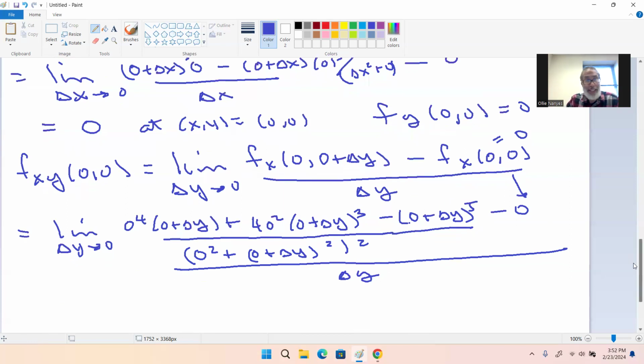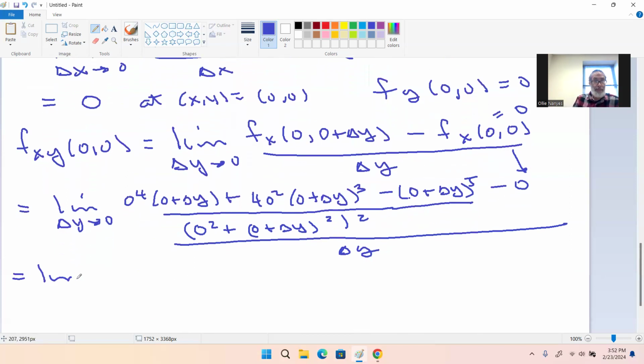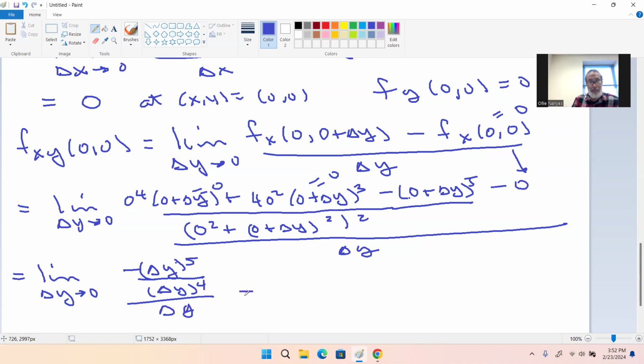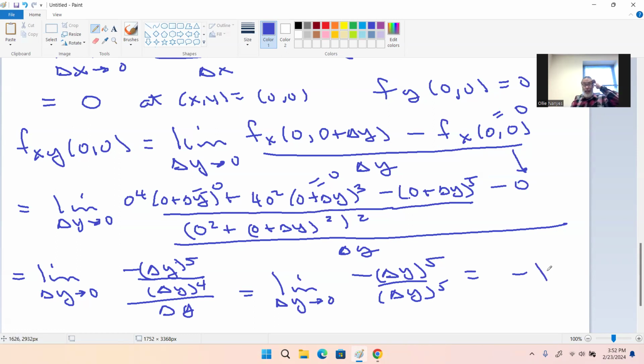Now let's take a look at what that is. That's a 0. That's a 0. This is delta y to the fifth, negative delta y to the fifth. This bottom here is delta y to the fourth, all over delta y. And that's going to be the limit as delta y goes to 0 of minus delta y to the fifth over delta y to the fifth, combining these two, and that's negative 1. All right?